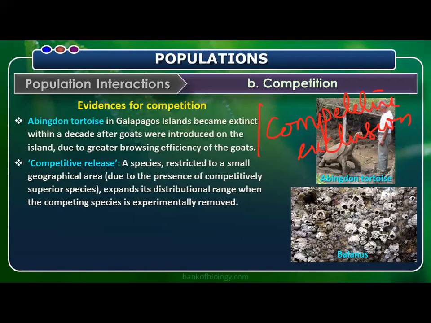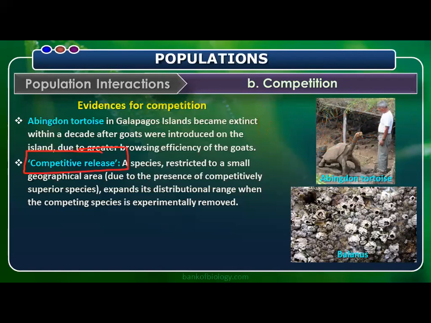One of the best examples for competitive exclusion: the Abingdon tortoise in Galapagos Island became extinct within a decade after goats were introduced on the island due to the greater browsing efficiency of the goats. They dominated, and the Abingdon tortoise got extinct. The next feature is competitive release. It's there in the name.